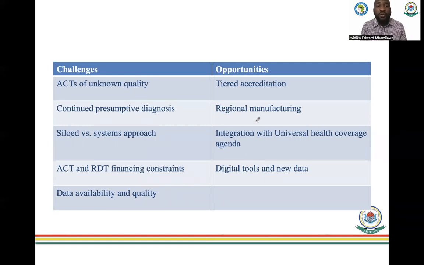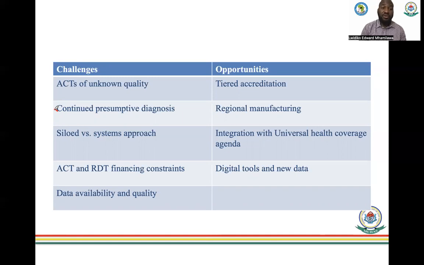Having an increased number of ACTs of unknown quality, and continued presumptive diagnosis, is a very interesting challenge. Sometimes a patient is tested with a rapid diagnostic test and the test comes back negative, but because of the lack of integrated management control, doctors have little to decide on other causes of fever, because the facility doesn't have other tests for other fevers. So they continue to treat for malaria despite having negative results.